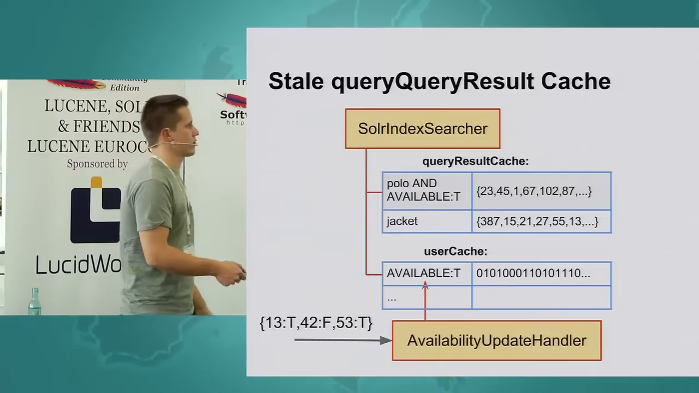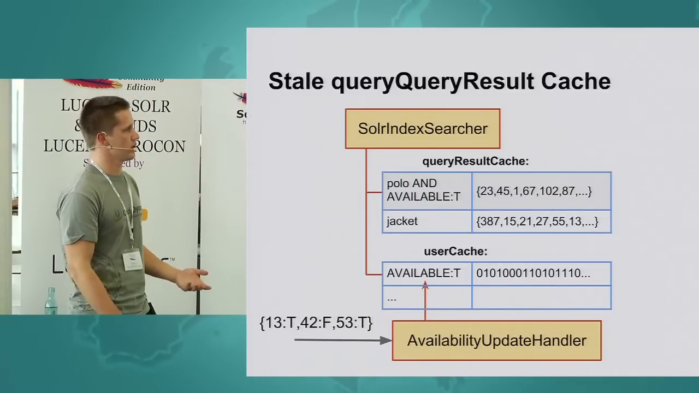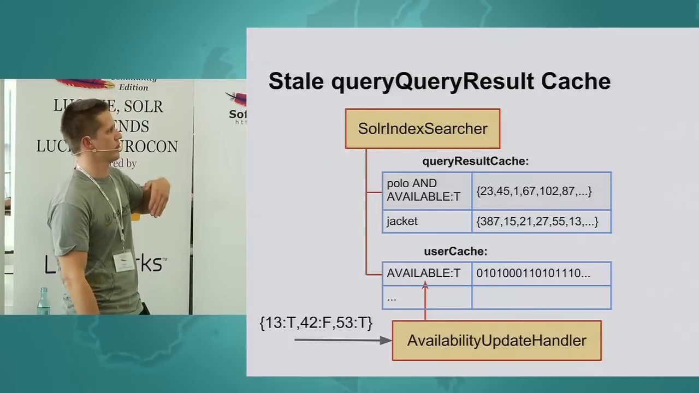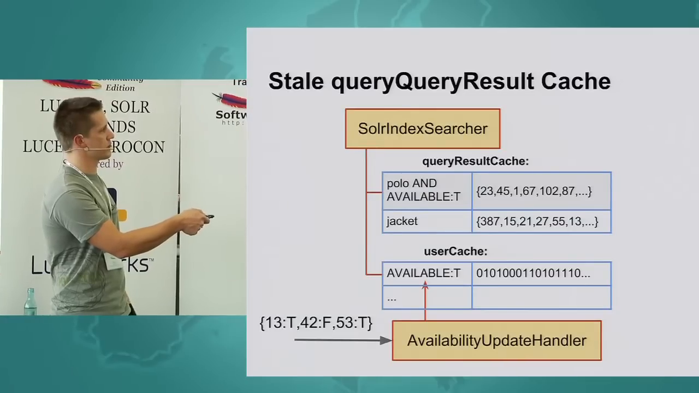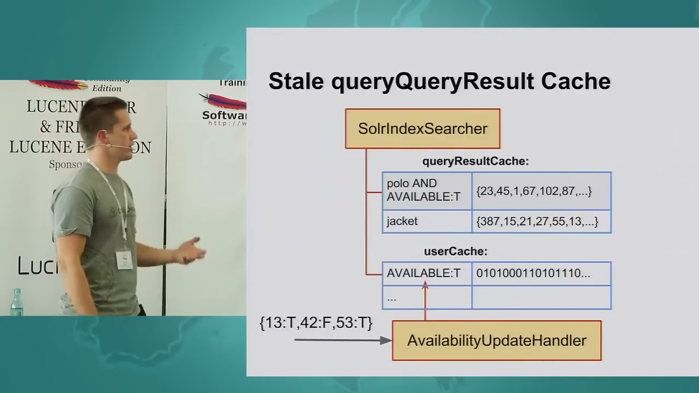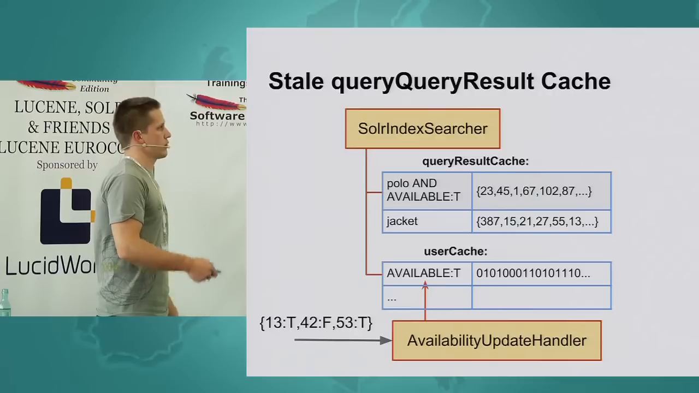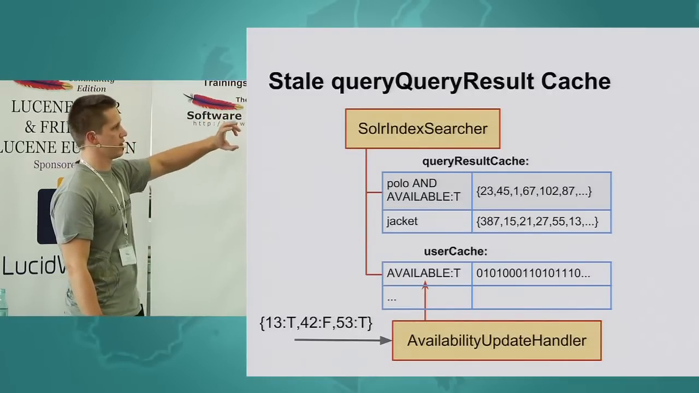For example, the filter cache is intended to be mostly valid, because for filters you don't need to apply availability. You can apply availability for the main query, and you can also have several queries which don't need to apply the availability constraint at all. So how do we flush only those cache entries which are stale?